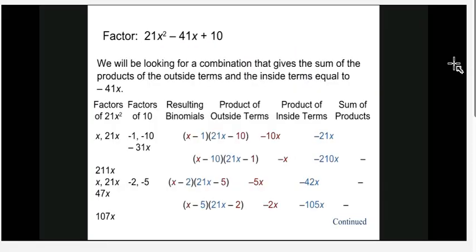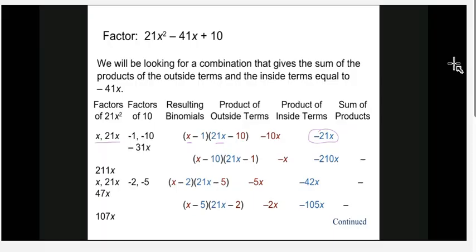Okay, so first one, we combine the x and 21x, and then we're gonna have a negative 1 and negative 10. So x and 21x, that's the first term. And if I put a negative 1 on the first one, negative 10 on the second one, we're gonna add up together. The sum of the product will be negative 21.